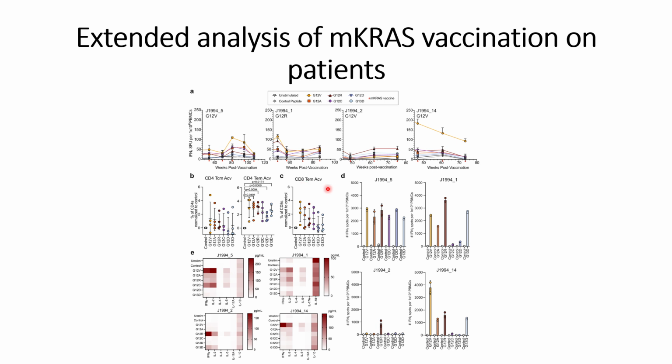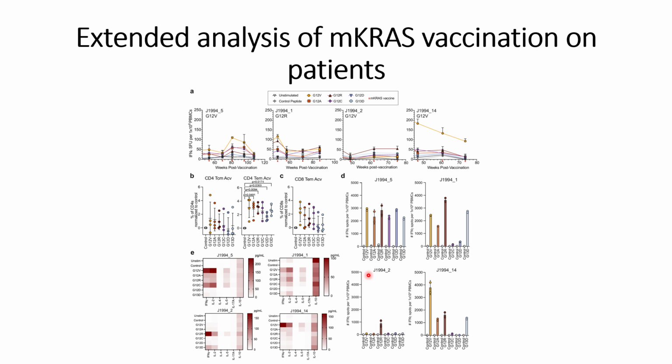And after that, what they did is, instead of directly checking the PBMCs of the patients, they in vitro cultured the PBMCs for an extended period of time with these different mKRAS peptides, or these mKRAS vaccinations, and they are able to see that there are further elevated signals of IFN gamma, or we can say that a further enhanced activation of the T cells has been observed in all the four patients.